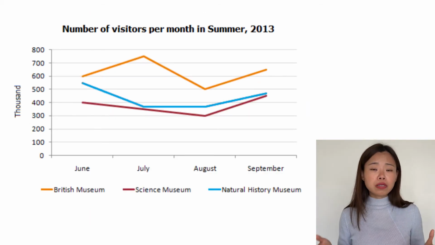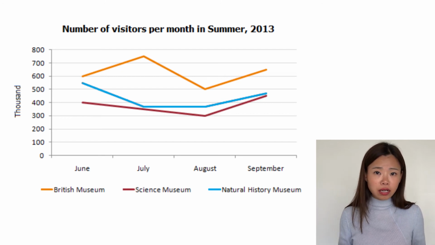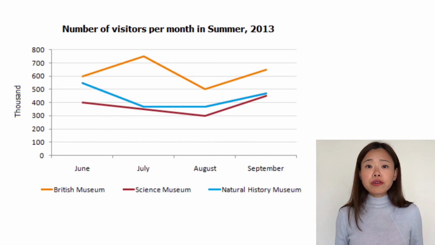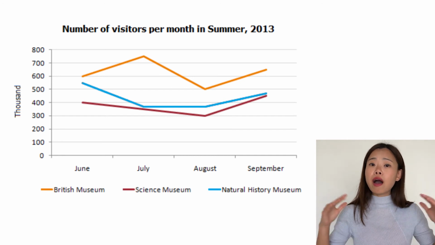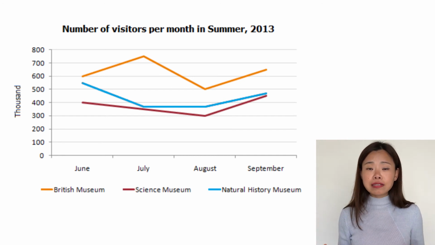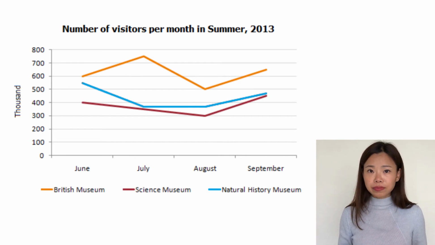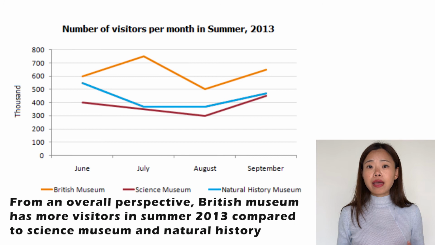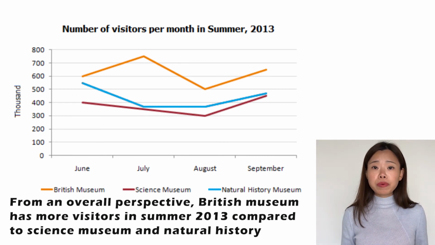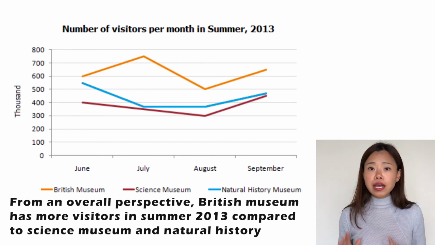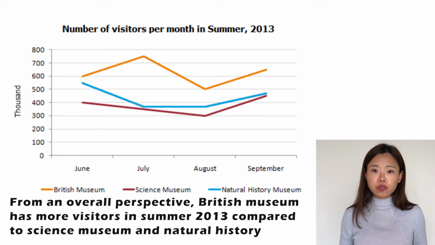If you think about the purpose of multi-line graph, it is to compare different items against each other over whatever is showing in the x-axis, right? So during your preparation time, I want you to look at the graph horizontally and vertically to identify the overall trend and comparison of the lines at some point along the x-axis. Now, to apply this template, I would say for the first sentence, right? From an overall perspective, British Museum has more visitors in summer 2013 compared to Science Museum and Natural History Museum.